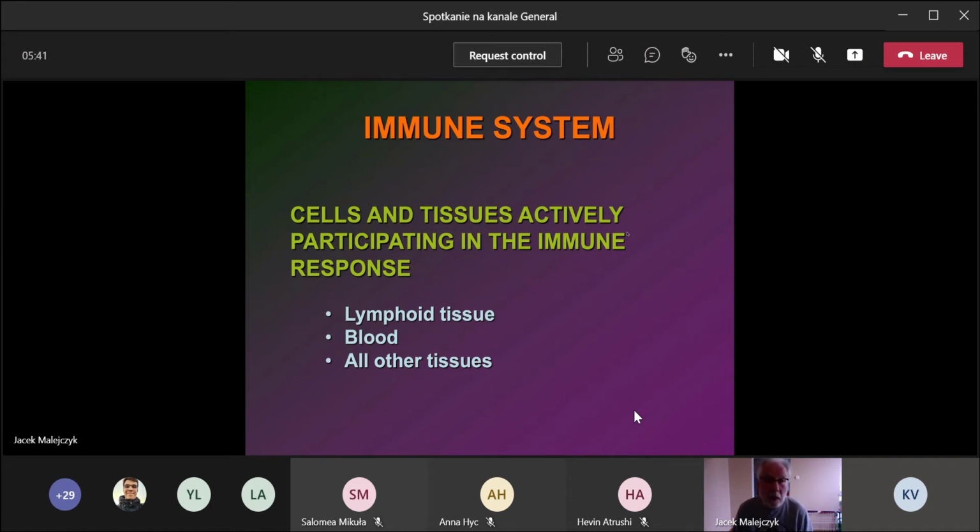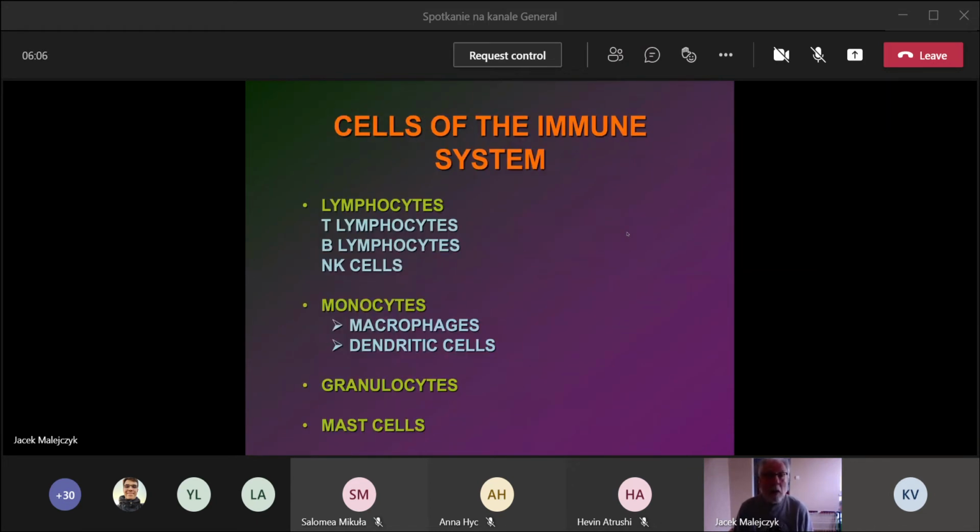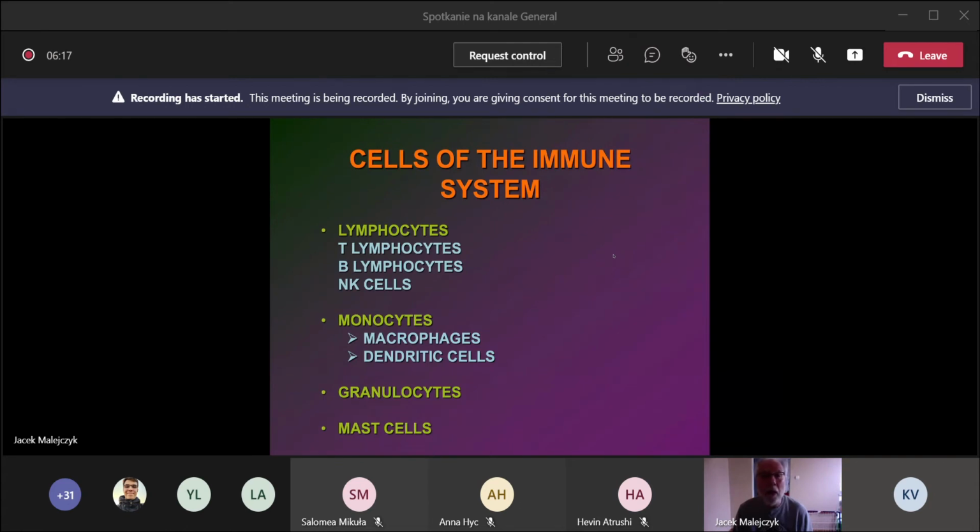And what is also important to stress is that the immune system also includes many other tissues, let's say all other tissues, which have cells which may be included into what is called the immune response, maybe except the central nervous system and the eye and the testes. Well, the cells of the immune system, there are many of them, and these which are listed here on the screen, these are the cells which we are used to call professional immune cells.